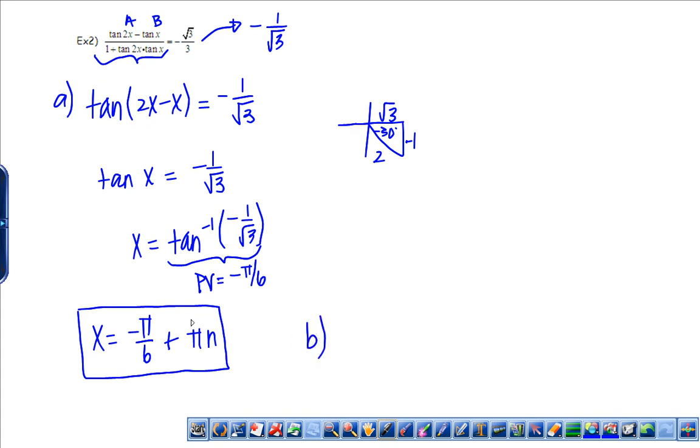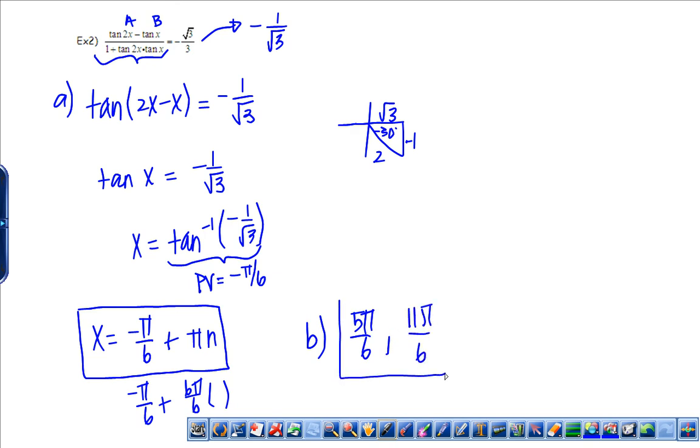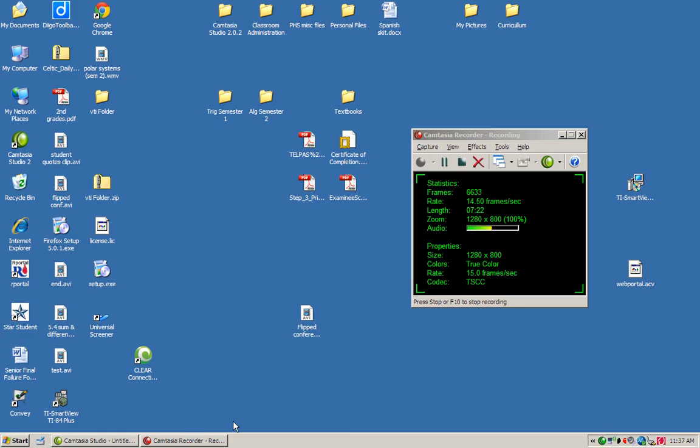Find a common denominator if you would like to write that out. That's pi over 6 plus 6 pi over 6. We're going to plug in answers here and find out how many I can get that fall between 0 and 2 pi. So I'm going to get 5 pi over 6, and how about 11 pi over 6? Looks like I'm only getting 2 on each of those. Come to class with questions.